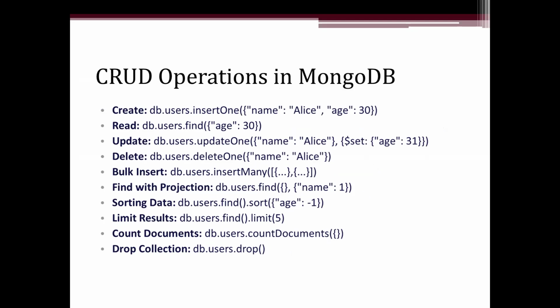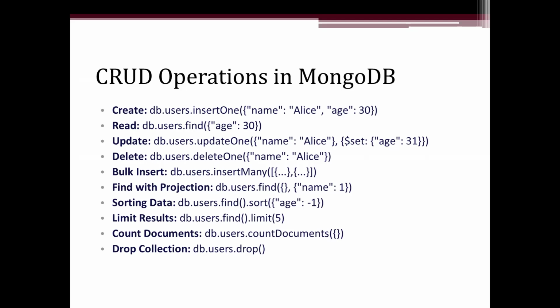The four primary operations include create, read, update, and delete. These have different syntaxes. So create, db.users.insertOne, helps users insert different data fields for different columns. Read helps users read the data. Update helps users update data in a particular column field, and delete helps users delete data from a particular field or column. Other operations include bulk insert, find with projections, sorting, limit results, and count documents.